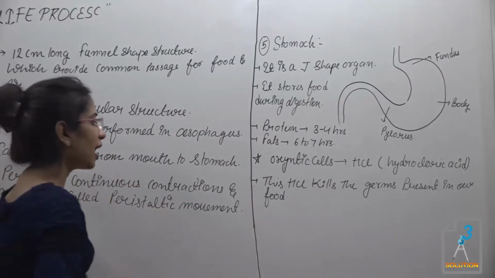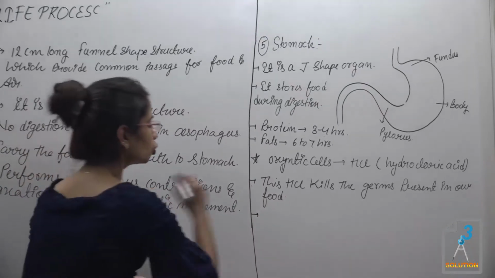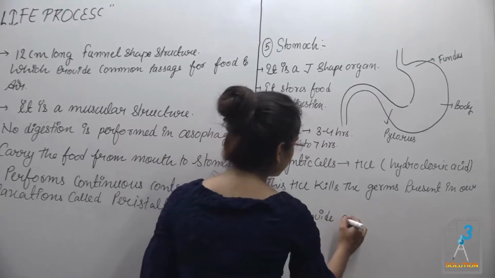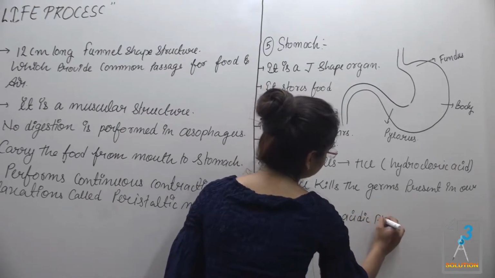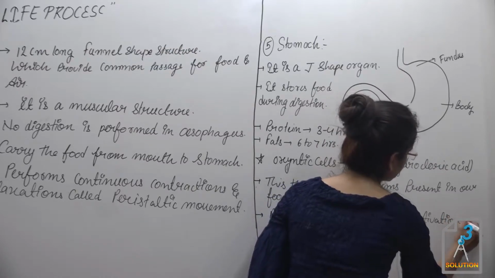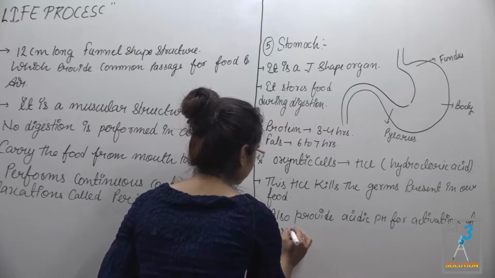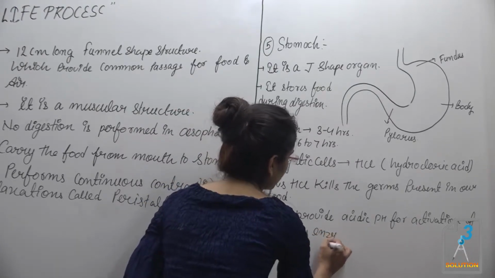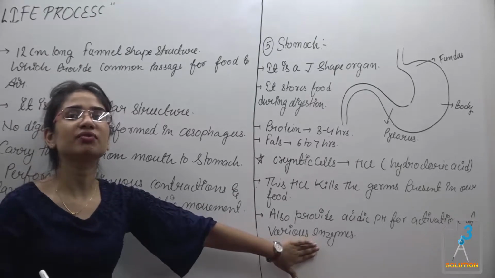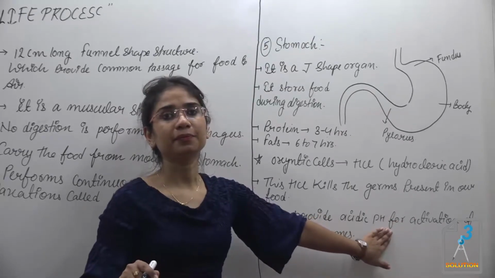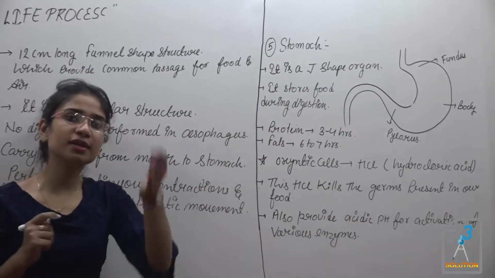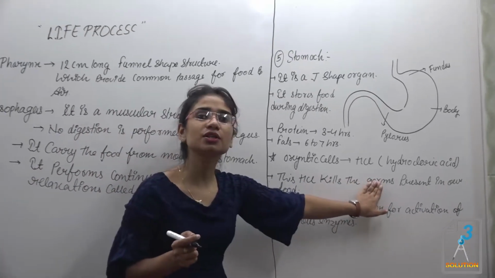Next up, its function is that HCl also provides acidic pH for activation of various enzymes. Yes, various enzymes will be secreted inside the stomach. Those enzymes can only be activated in acidic pH, and acidic pH will be provided by the HCl. So HCl is performing two important functions. The most important function is that it kills the germs which are present in your food.